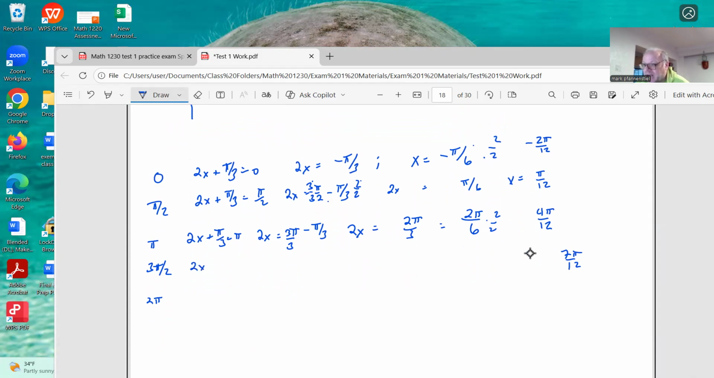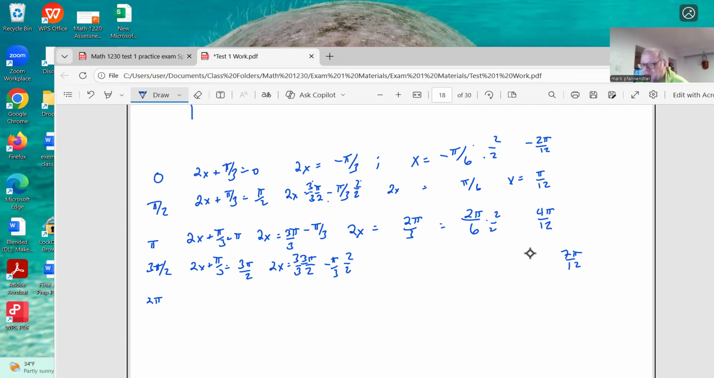So we went 2x plus pi over 3 equals 3 pi over 2. We'll go ahead and do the same operations. We have 2x equals 3 pi over 2 minus pi over 3. And we have the same issue we had before. We have to go ahead and get common denominators. We have 3 over 3 and 2 over 2. So here we have 9 pi over 6 minus 2 pi over 6. I'm just going through and multiplying this out.